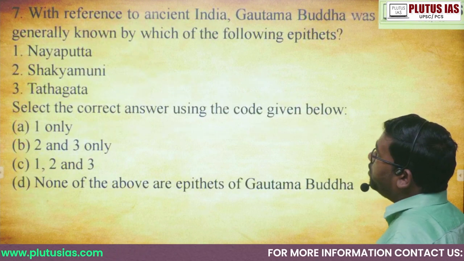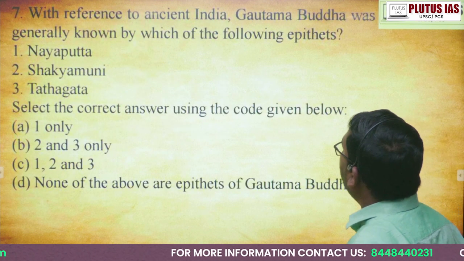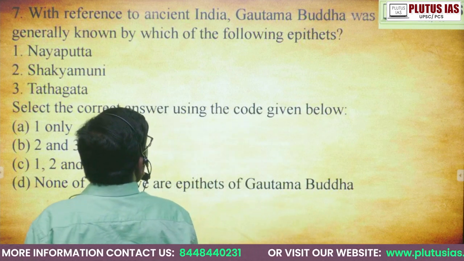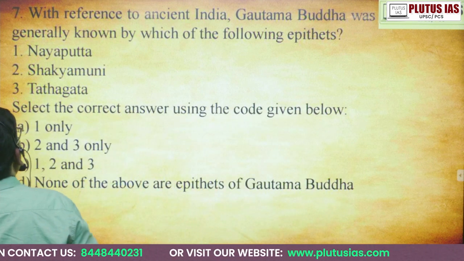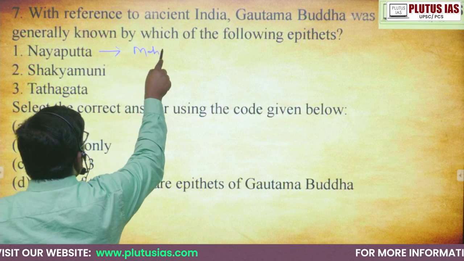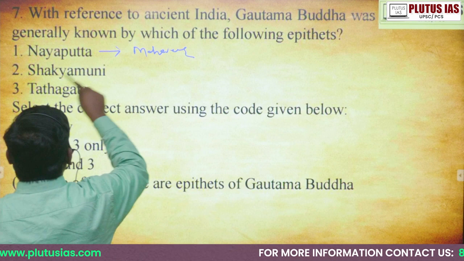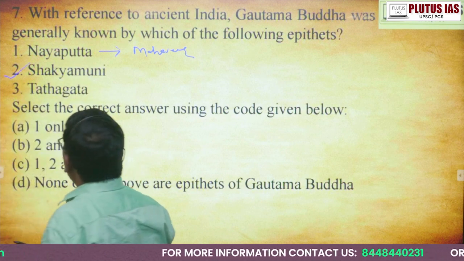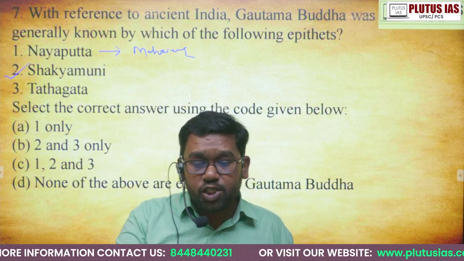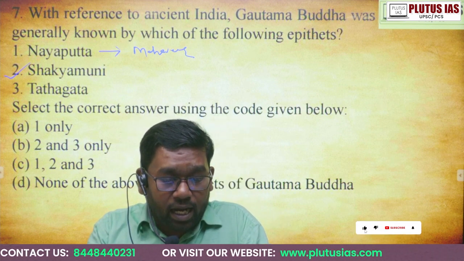Next question is related to the ancient India: Gautam Buddha was generally known by which of the following epithets? है ना, गौतम बुद्ध किस लिए? तो न्यायपुत्र जो है, Mahavira is known for the Nyayaputra. Mahavira is the one who was known for Nyayaputra and this one, Shakya Muni, that he was born in the Shakya clan, and we have the Tathagata. So these two are the names for which Gautam Buddha had been known.